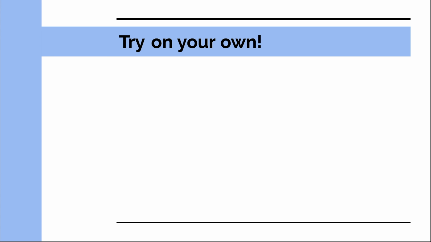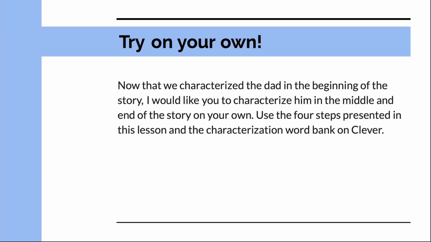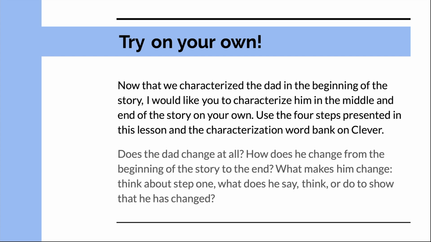We worked together to characterize the dad in the beginning of the story. I want you to try to do the rest on your own. I would like you to characterize him in the middle and the end of the story. Use the 4 steps presented in this lesson and the characterization word bank on Clever. Does the dad change at all? How does he change from the beginning of the story to the end? What makes him change? Think about step 1. What does he say, think, or do to show that he has changed?